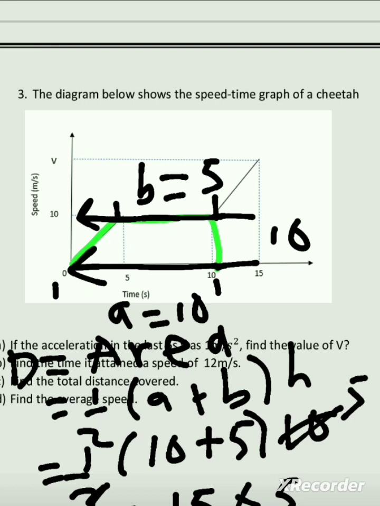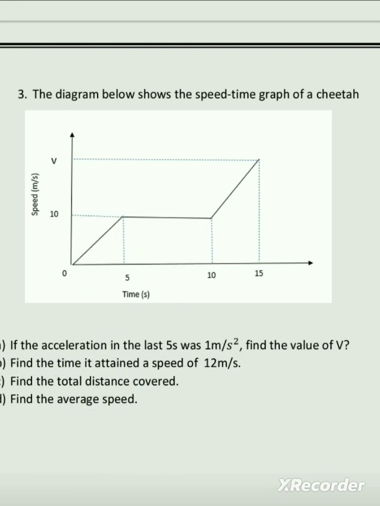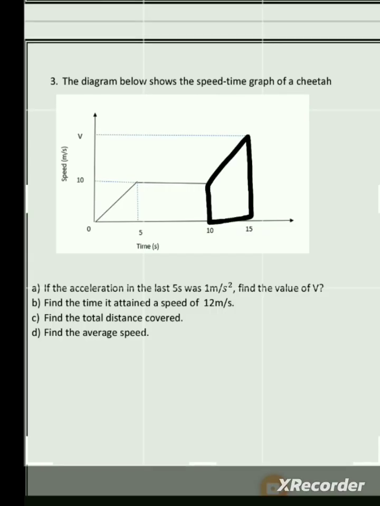We go to the second shape. The second shape is this. It's a trapezium that has been rotated. Let me see if I can rotate it. So it's like this. So the same principle applies.